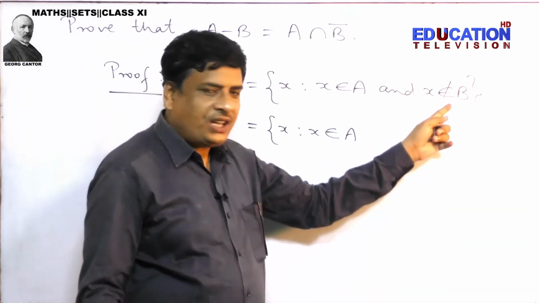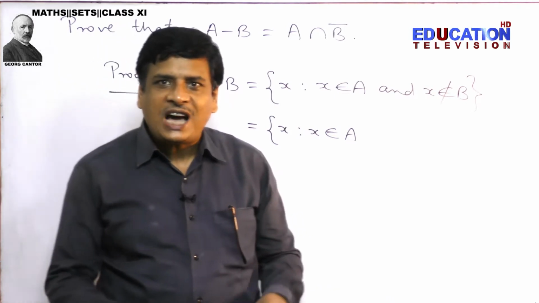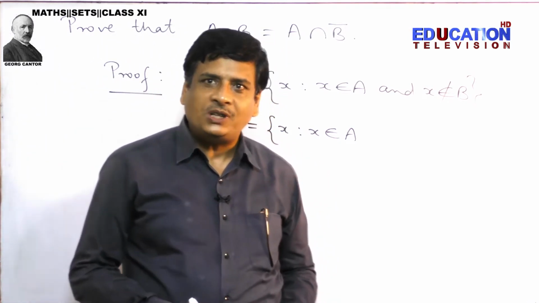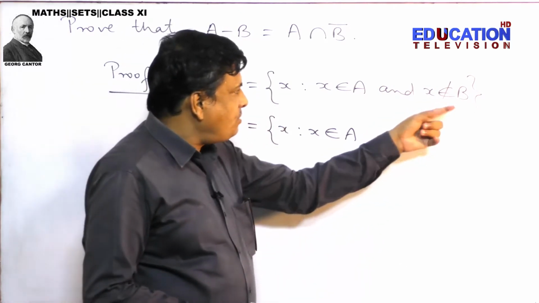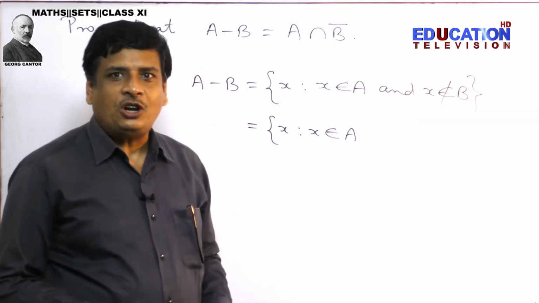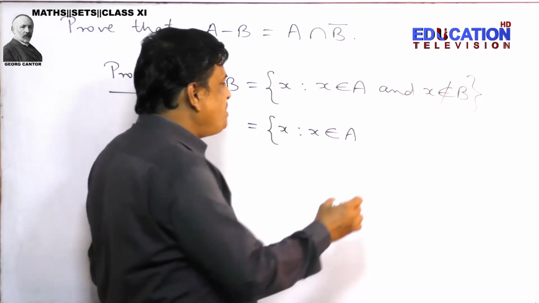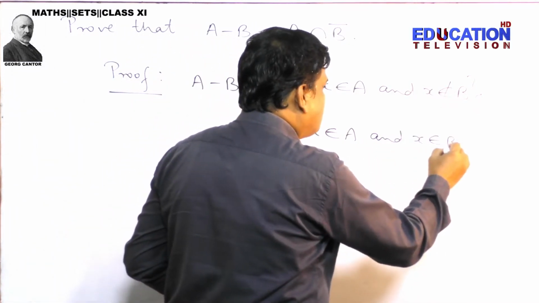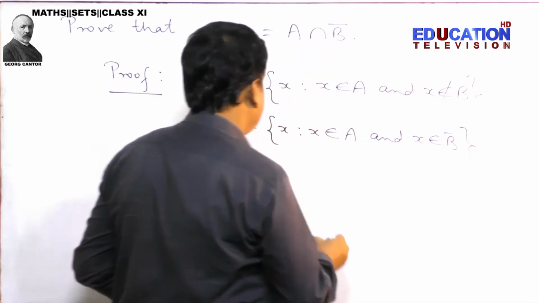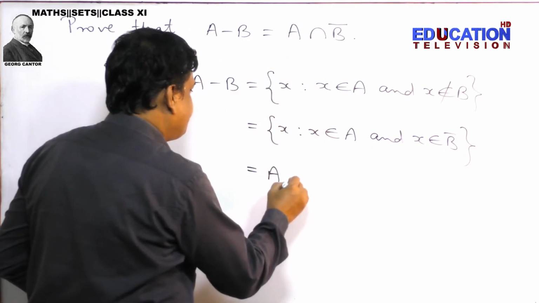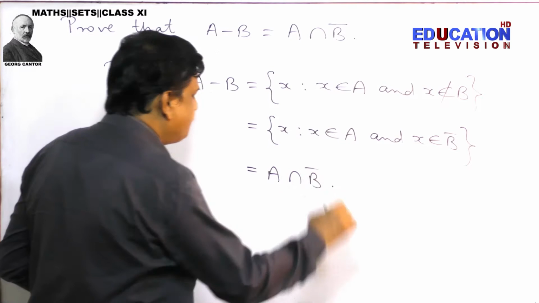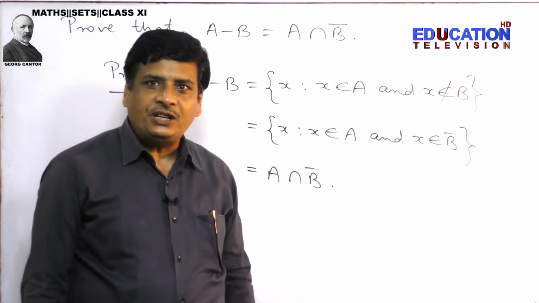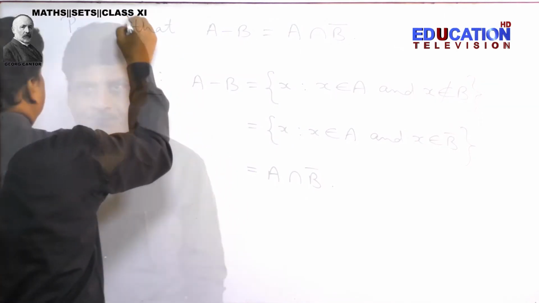X is not in B means x is outside of B. It is the set formed by those elements of the universal set which are not in B, that means it is B complement. So A minus B is equal to A intersection B complement.